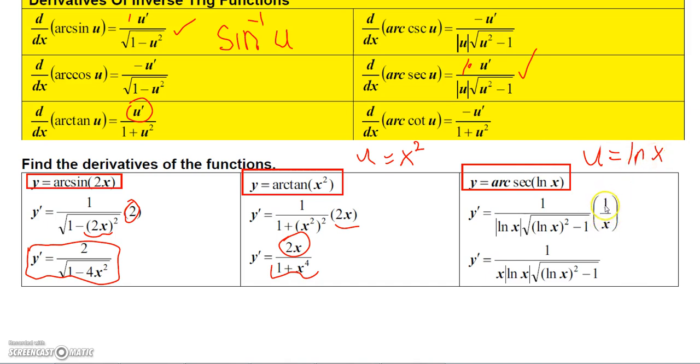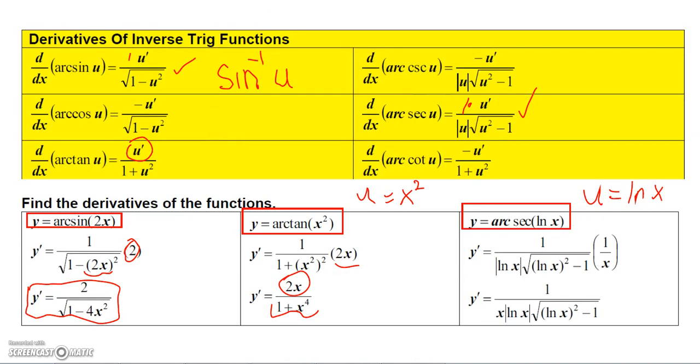So now, I'm not going to put 1 over x in the numerator, because I know that if I put 1 over x in the numerator, that would be the same as multiplying this by 1 over x. So I'm just going to leave the x in the denominator. And so the denominator will have x times the absolute value of natural log of x times the square root of natural log of x quantity squared minus 1. And so that would be your derivative of that particular function.